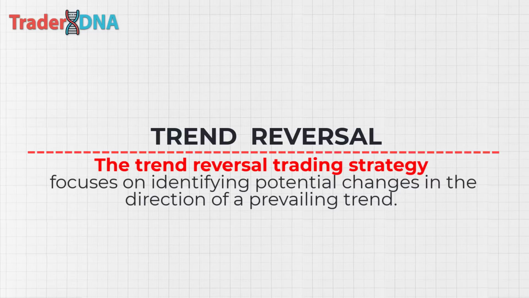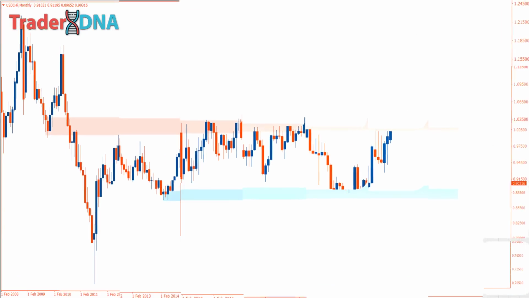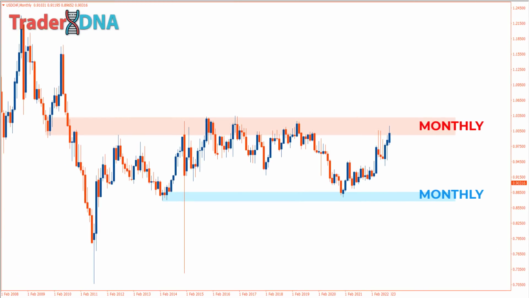This strategy aims to capture profit opportunities by entering trades early when a trend is expected to reverse. Reversal trading can be challenging, but I'll share with you a technique that combines higher time frame key levels with reversal patterns for greater effectiveness. In this trading setup, we'll be using two time frames.